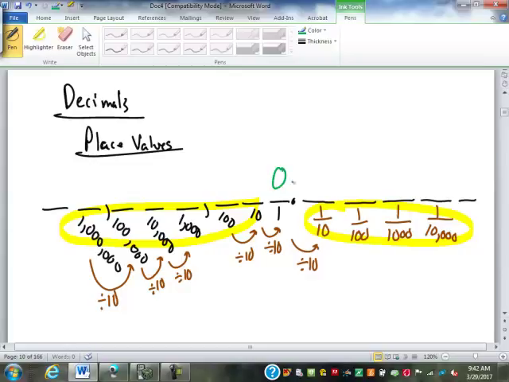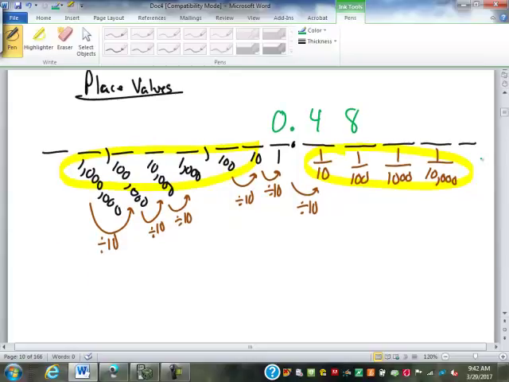So if I have 0.48, that's just a short way of writing the fraction. Now, how would I pronounce that number? I would pronounce it 48 hundredths. That's exactly what it is, a fraction, 48 hundredths. So it's just a short way or an alternative way of expressing that fraction.